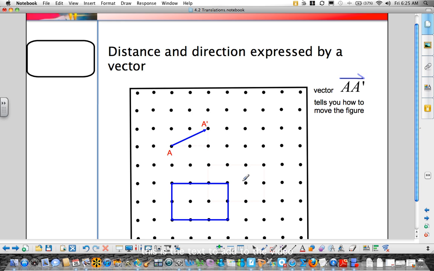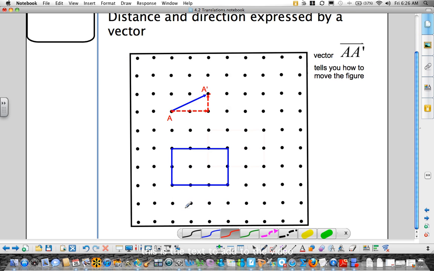And it tells me how to move the figure, right? So if I'm looking at point A as my starting point here, if point A is my starting point and point A prime is my ending point, my vector has two components, right? It has an x component and it has a y component. The x component says move it over 2 units to the right and move it up 1 unit in the vertical direction.